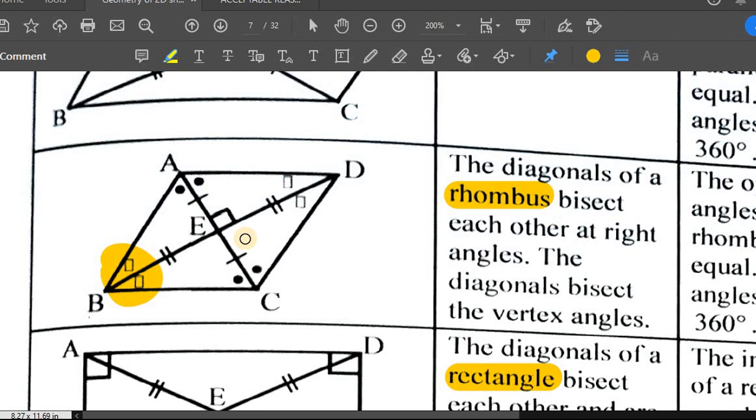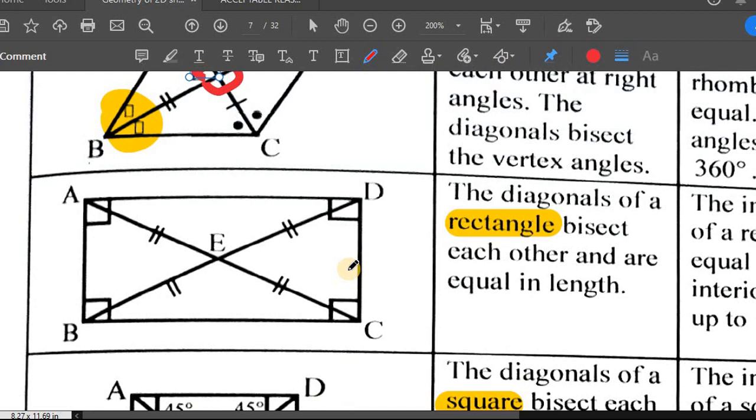Another very noteworthy thing about a rhombus, it's tested a lot in grade 10, 11, 12, is that the diagonals intersect at 90 degrees. So what I am saying is that there is 90 degrees, making all of this 90 degrees, right? Let's go on to the rectangle.